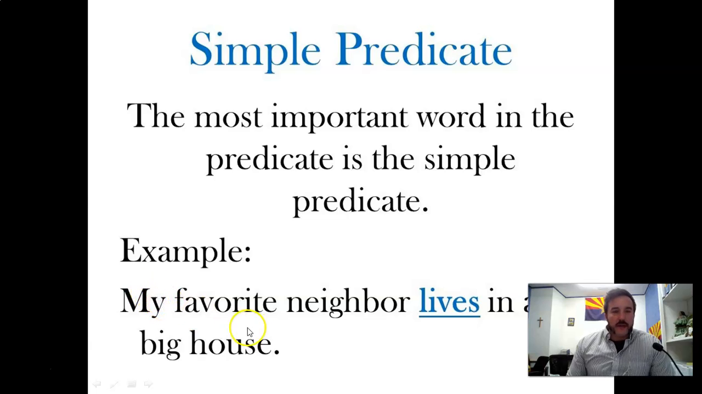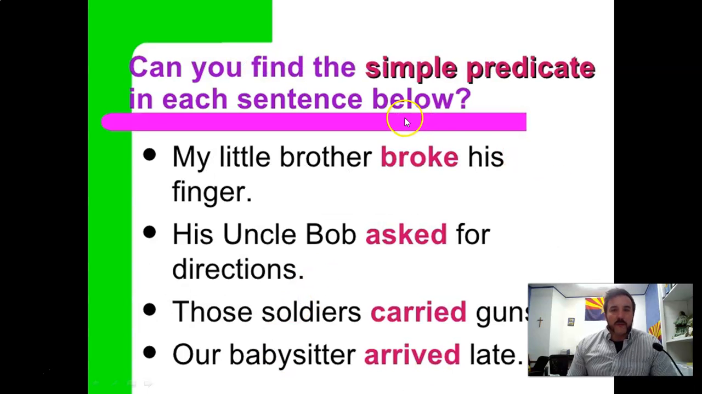Look here again. My favorite neighbor lives in a big house. Who or what is doing something? My favorite neighbor. That's the subject. What is your favorite neighbor doing? Lives in a big house. That's a complete predicate. In one word, what is your favorite neighbor doing? Lives. That's the main word, the verb of what the complete predicate is doing.